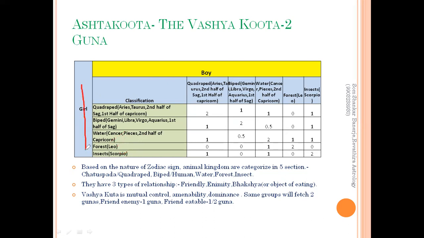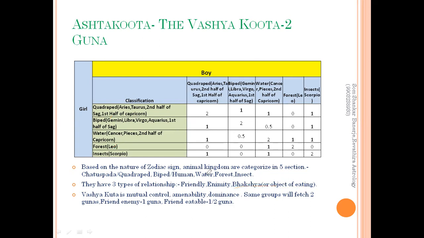So this part is girl and this part is boy. There are 3 types of relationship between these animals. One is a friendly relationship, for example, two humans: if both are humans, then they are friendly. There is an enmity relationship, for example, human and forest Leo, the lion. The lion will eat the human, so that is the enmity relationship. And the other one is the bhaksha, or eating relationship.